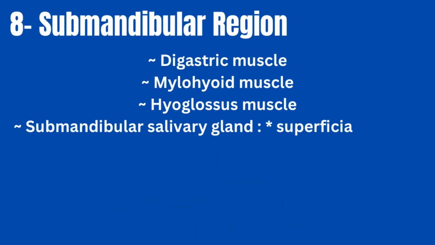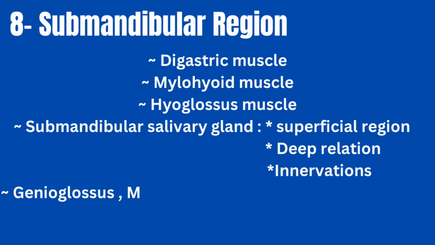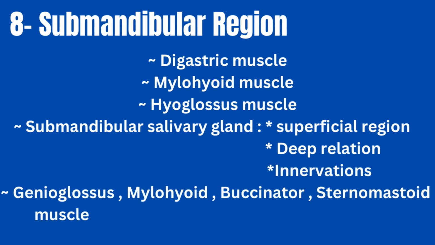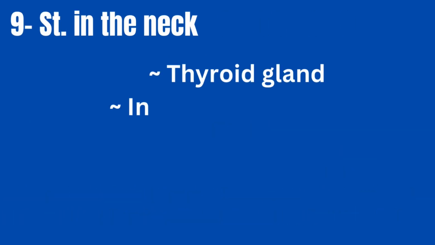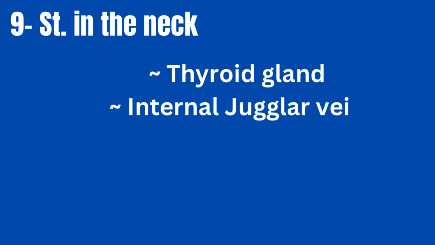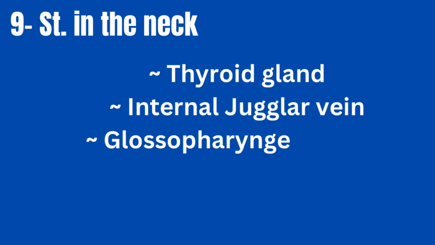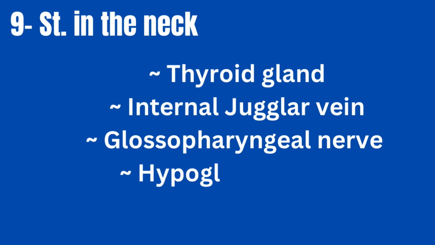For submandibular region: digastric muscle, mylohyoid muscle, hyoglossus muscle, and then submandibular salivary gland, which should include its deep relations, its superficial relations, its innervations, and then some muscles like genioglossus, mylohyoid, buccinator, and sternocleidomastoid muscles. Then, for structures present in the neck: thyroid gland, internal jugular vein, glossopharyngeal nerve, and then hypoglossal nerve.